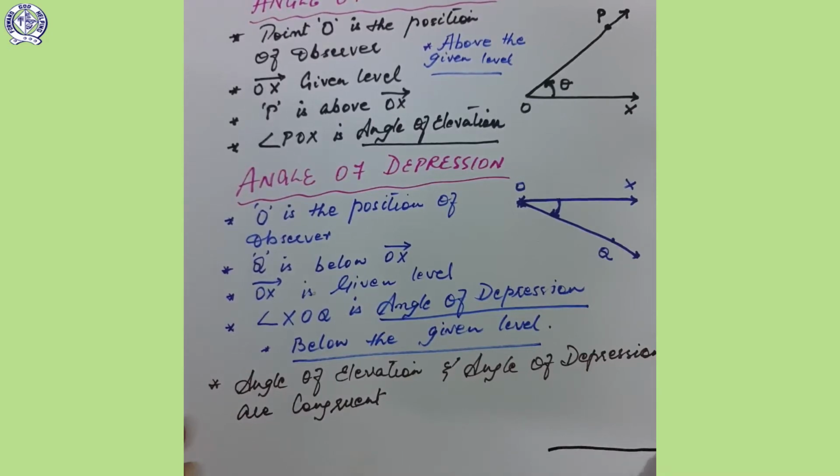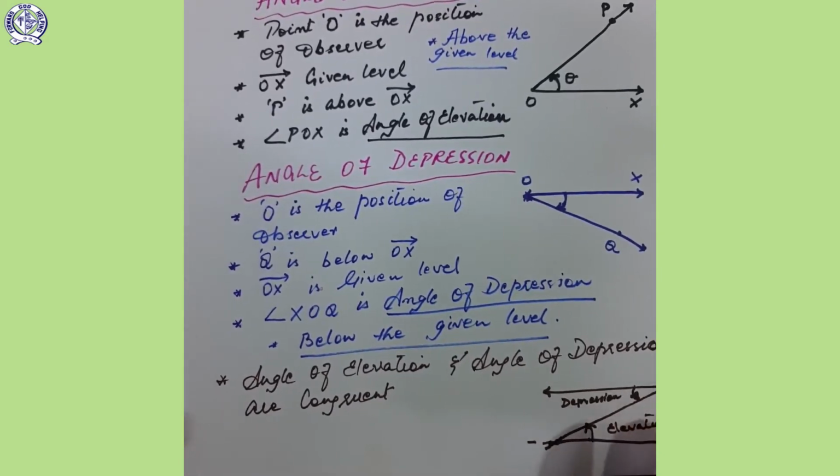Suppose this is a level. From here, angle is in upward direction. This angle is elevation. And suppose this is the level. So from here in downward direction, this angle is depression. If we extend this line and this line, you can see that this is the transversal which intersects these two lines. So this angle and this angle are alternate angles, so these alternate angles are always equal. So angle of depression and angle of elevation are always equal. If this is 30 degree, it means here also you can measure 30 degree. So angle of elevation and depression are always congruent. Okay, remember this.